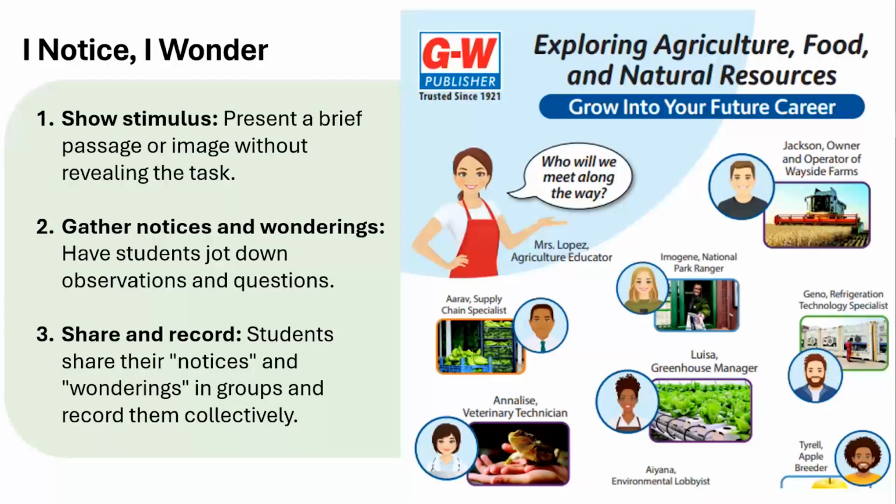So how could you use this with your Exploring Agriculture, Food, and Natural Resources textbook? There is a poster that we have created that you will be able to access in just a moment. You can show this to your students. Ask them first, what do they notice? They can jot down what they noticed. And the second part is you'll ask them, what do they still wonder about? This prompts them to ask questions about what they are wondering about the information on the poster.